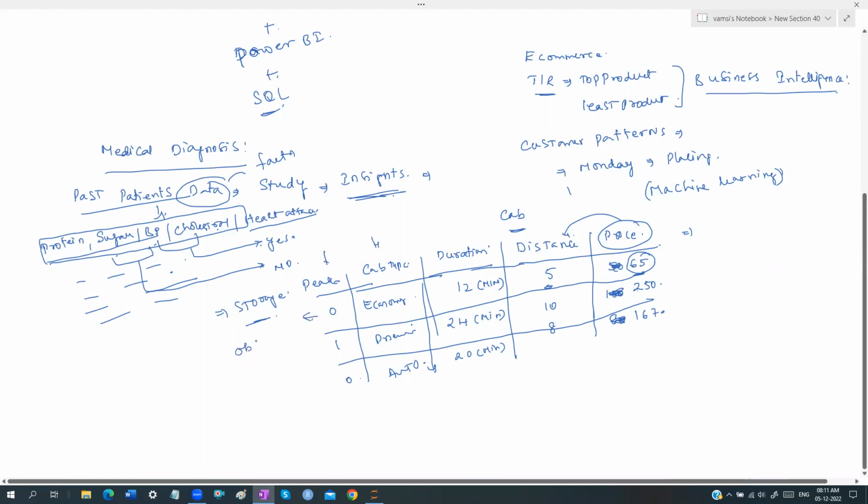Each row is going to be nothing but an observation. The number of observations can be even 1 million, and I don't have a problem with the data. Even 10 million records or billions of records are fine, it does not matter. Each column is what we are going to call a dimension.